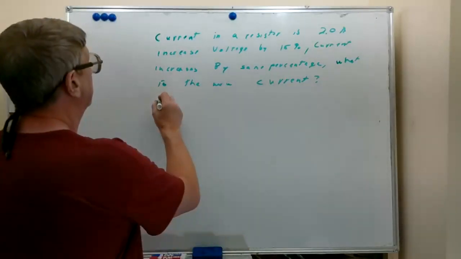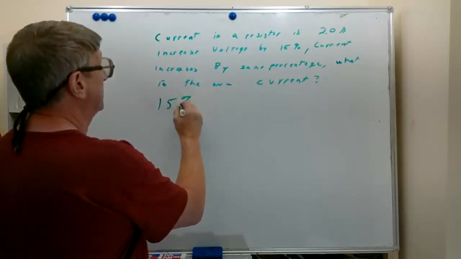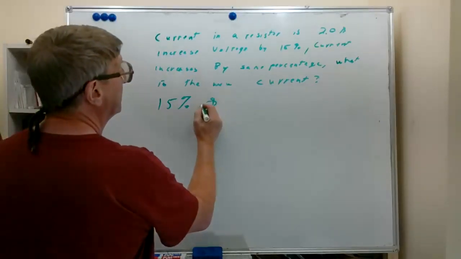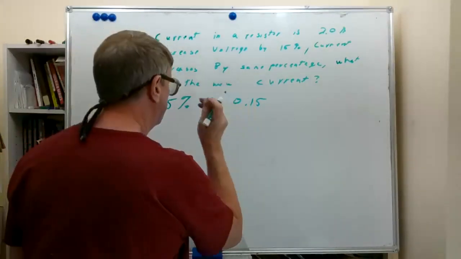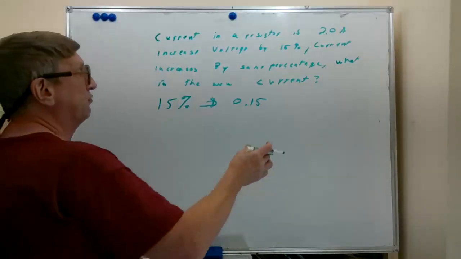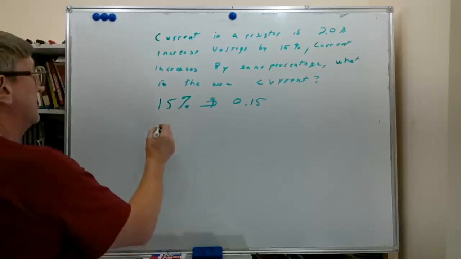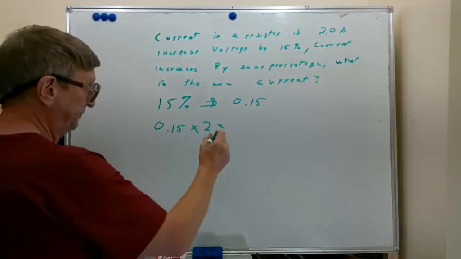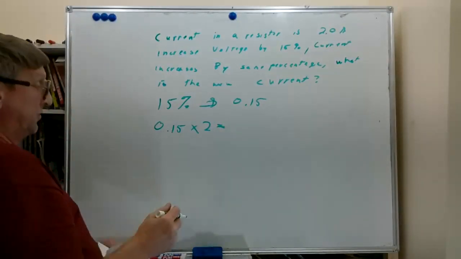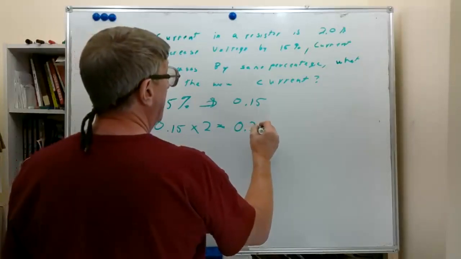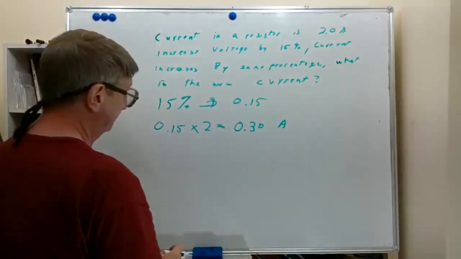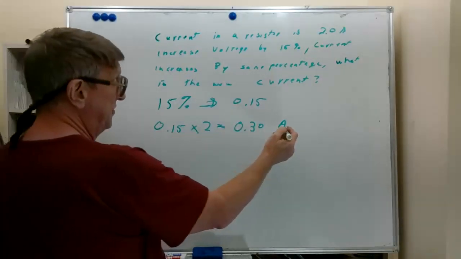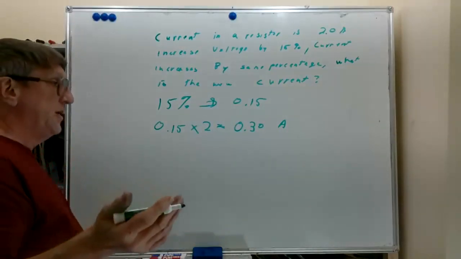So 15%, remember the rule, convert it to decimal, move the decimal place 2 places to the left, so that's 0.15. Then we want to multiply that times what we were starting with to find out the increase. 0.15 times 2, which becomes 0.30 amps. Pretty easy to see, 2 times 15 is going to be 30. So we're going to get an increase of 0.30 amps.